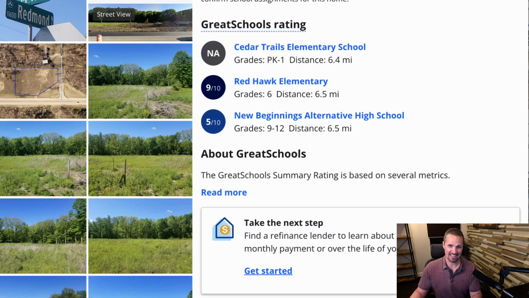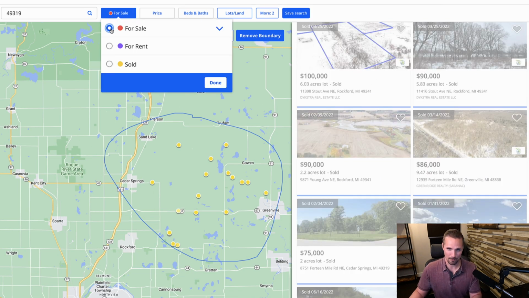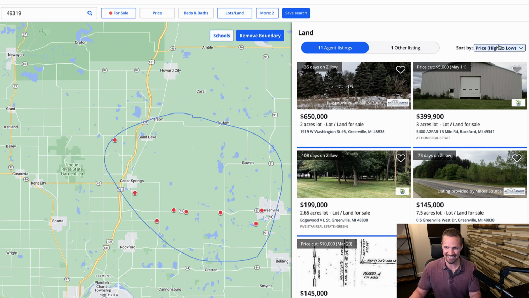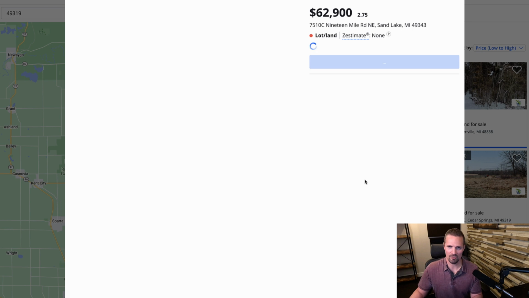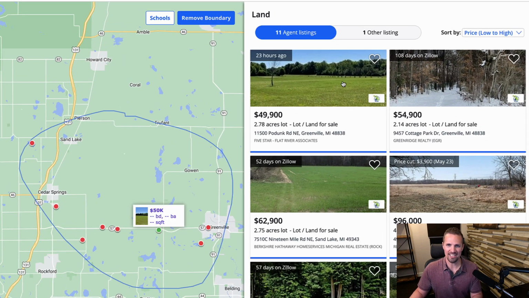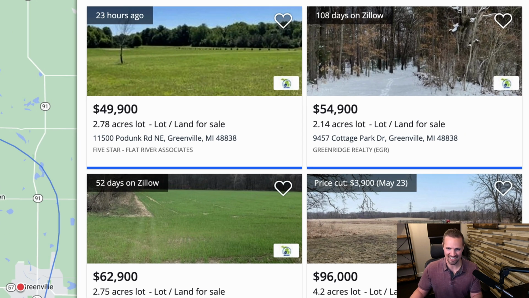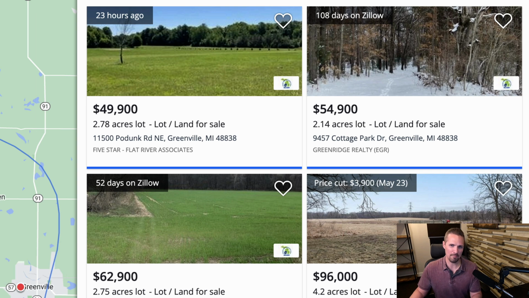And I actually think this is a lot more helpful when you change this over to for-sale properties. Let's change this back to price low to high. We'll just click on one of these random listings. And first of all, before I even clicked on here, you can see how many days each one of these properties has been listed on Zillow. That alone can tell you quite a bit about the demand for real estate in this area.